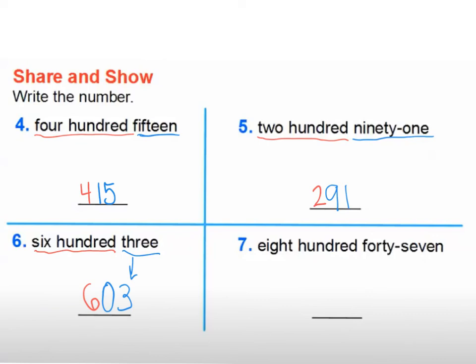Number 7. Try to read this one out loud. 800. So we'd put an 8 in the hundreds place. 47. Remember, that will be our tens and our ones place. So 40 right here tells us that we have 4 tens. And then 7, we have 7 in the ones place. 847.